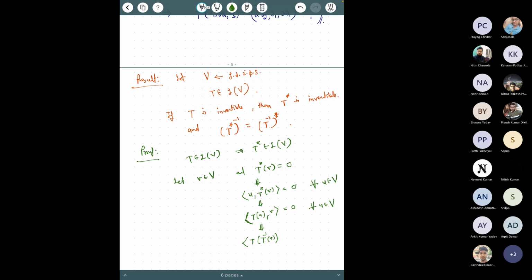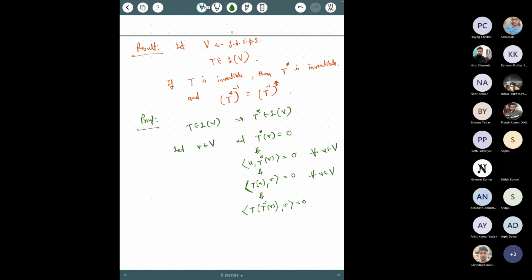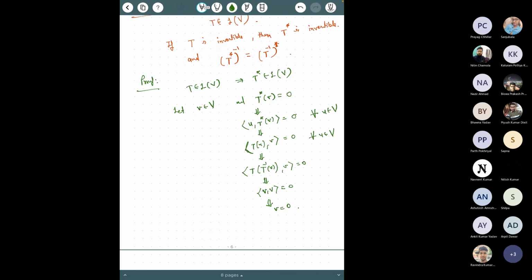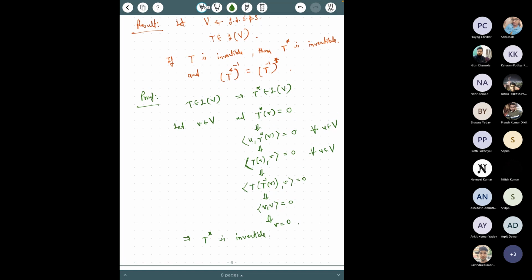So you can always find the pre-image under T, and this is 0 because this is true for all u. In particular, if you take u as this, then this implies that v is 0. Therefore, this implies that T star is 1-1. But since V is finite dimensional, this implies that T star is also onto, and that means T star is invertible. So this is fine. If T is invertible, then easily one can say that T star is invertible.